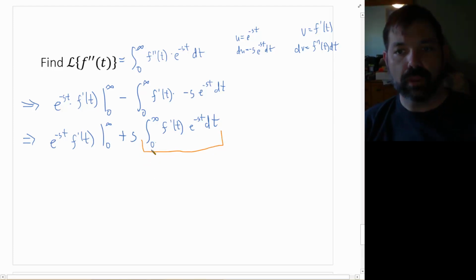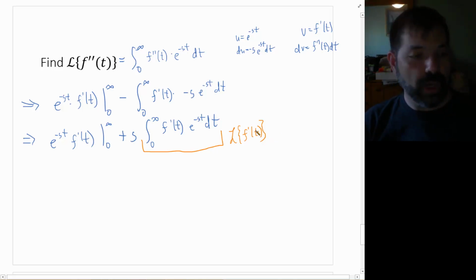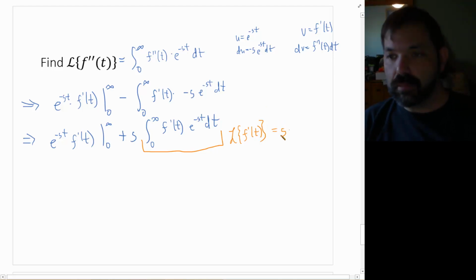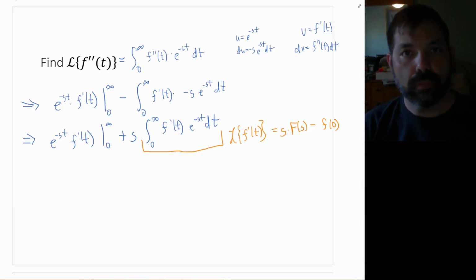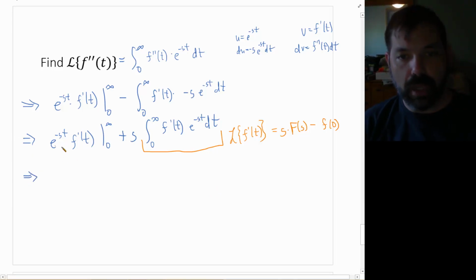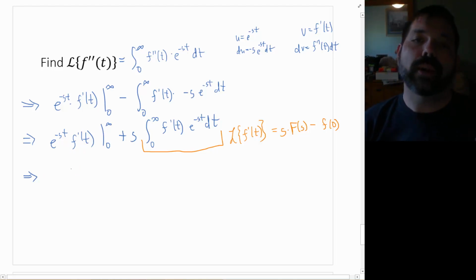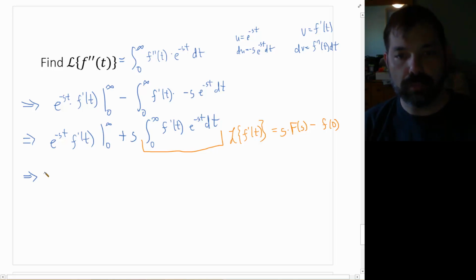Notice that this right here, the integral from 0 to infinity of f prime of t e to the negative st dt, hey, that's just the Laplace transform of f prime of t, which we saw in the previous exercise. The Laplace transform of f prime of t ended up being s times F of s minus f of 0. So now let's see what happens here. Substituting infinity, and again, if we assume that the function is of exponential order, its derivative will be of exponential order. And so this ends up being 0.